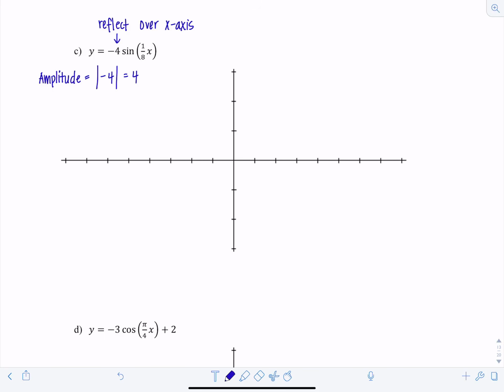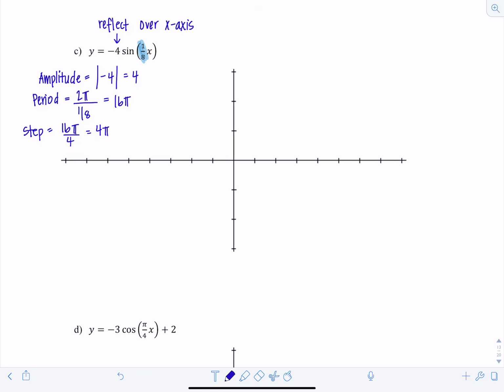Okay. Now the period, that's been changed a little bit because notice here there's a coefficient on x, right? So the period is going to be 2 pi divided by 1/8. So 2 pi divided by 1/8, we're going to multiply by 8, so that's 16 pi. So this has been horizontally stretched. Now it takes 16 pi for it to complete one cycle, not 2 pi. So a lot longer. The step, or the increment, is going to be the period divided by 4. So 16 pi divided by 4 is 4 pi. So that's how I'm going to count off all of my markers on the x-axis.